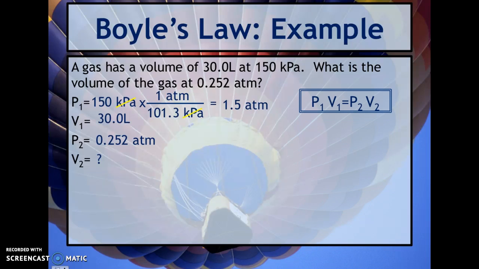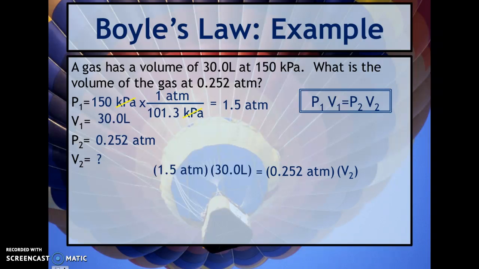Our second step is to write the formula for Boyle's law. Pressure 1 times volume 1 equals pressure 2 times volume 2. Now that we have our pressure both in the units of atmospheres, we can substitute all of our knowns into the equation for Boyle's law. 1.5 atmospheres is our pressure 1. Our volume 1 is 30.0 liters. And we're going to set that equal to our pressure 2, which is 0.252 atmospheres, times our volume 2, which is our unknown.